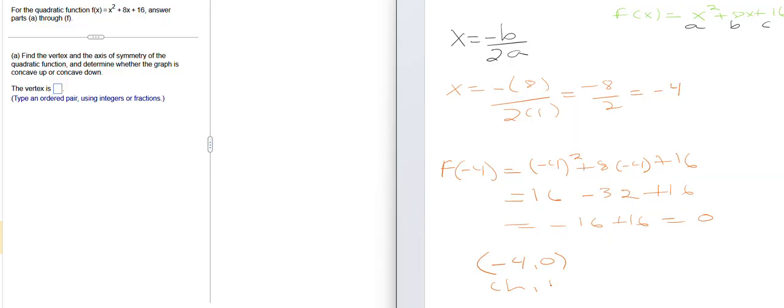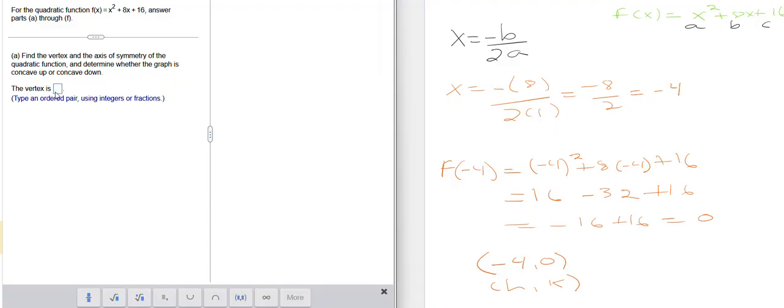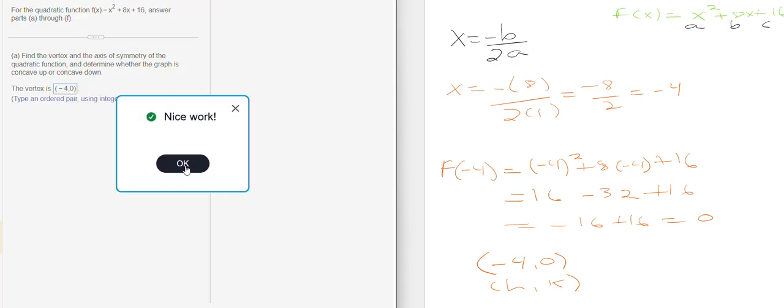This is your H, K, if you remember, for when it's in vertex form. Now let's check if we did that right. So I'm going to type in negative 4, comma, 0, close parentheses. Check my answer. Oh, yay.